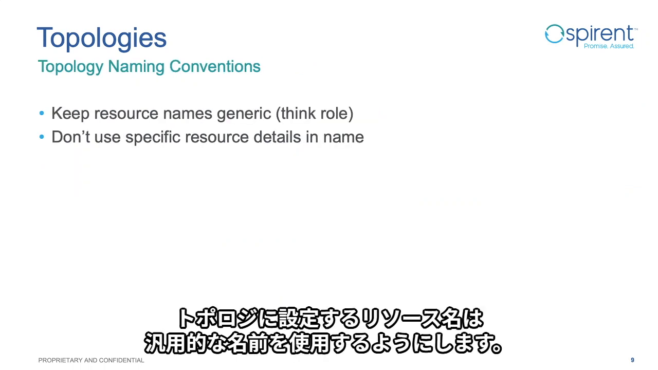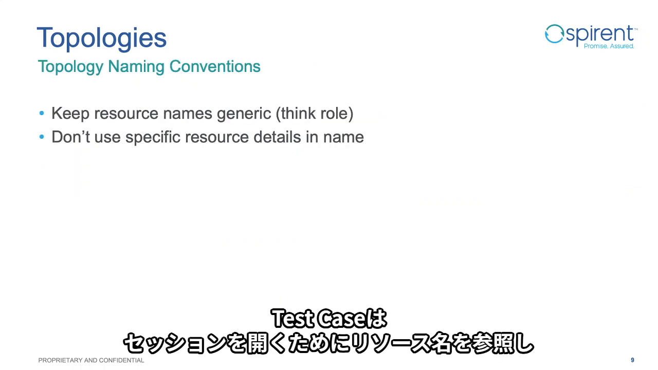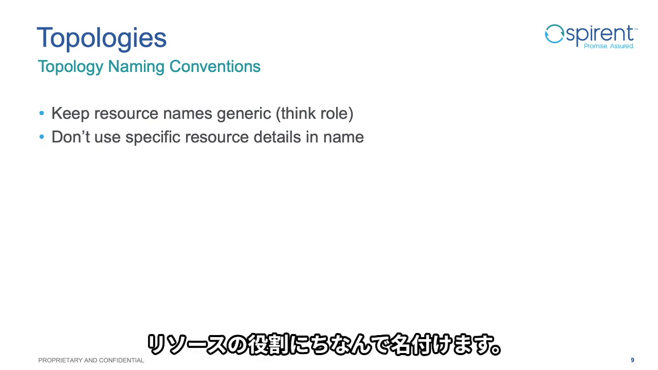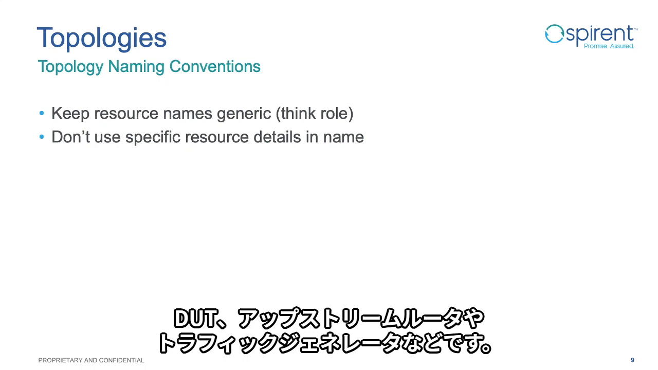Remember to keep topology resource names generic. The test case refers to the resource name to open a session to a device, and we need test cases to work with many different topologies. Name the resource after the role it has in the test case, like DUT, or upstream router, or traffic generator.